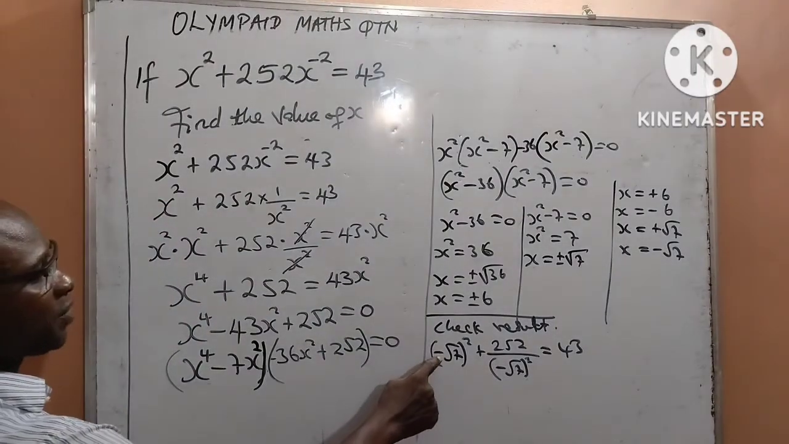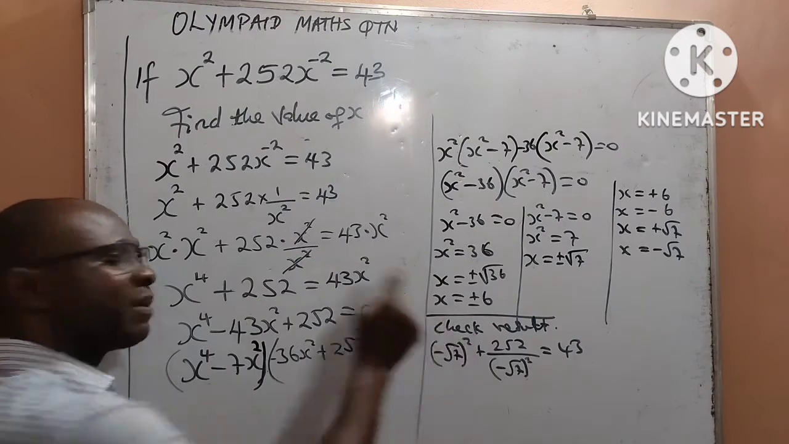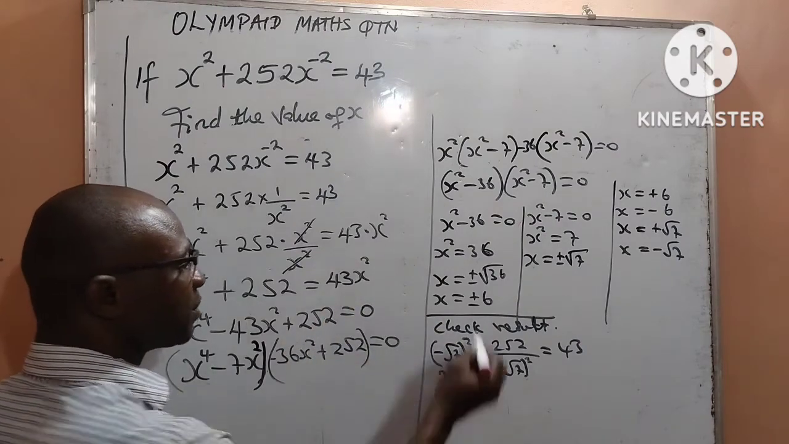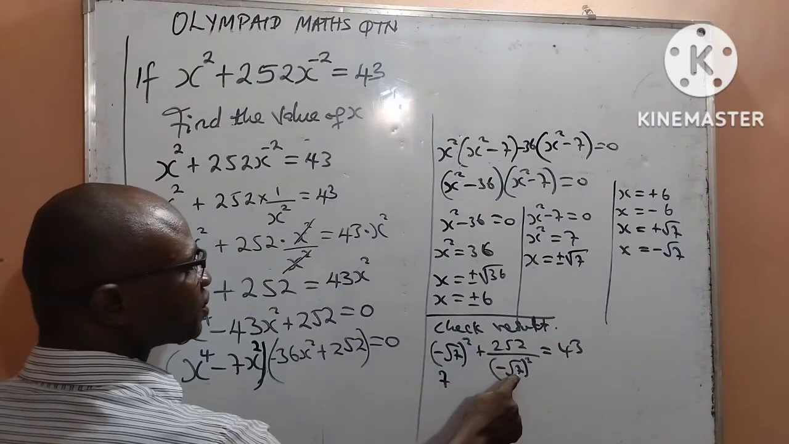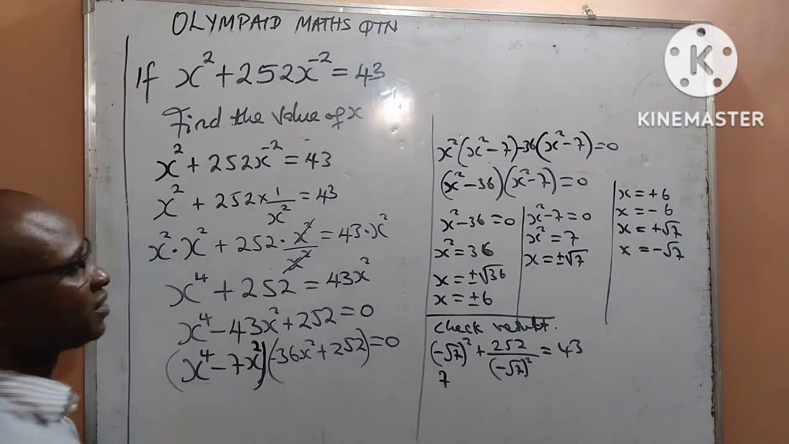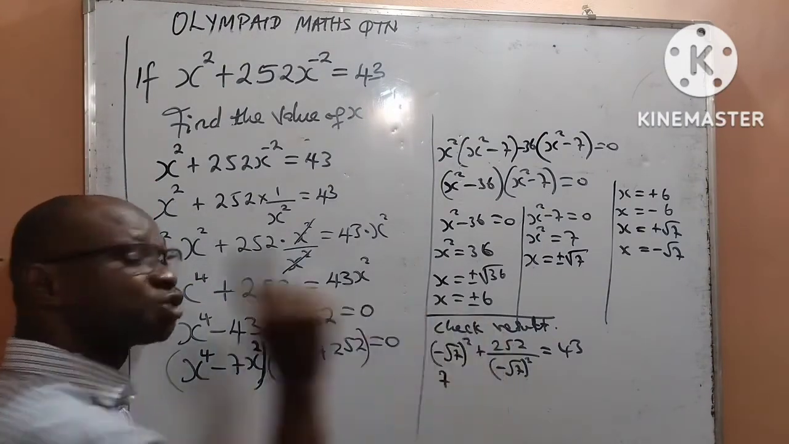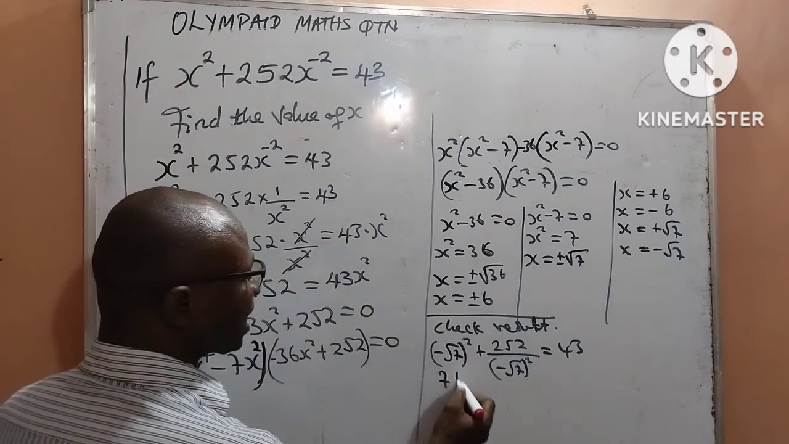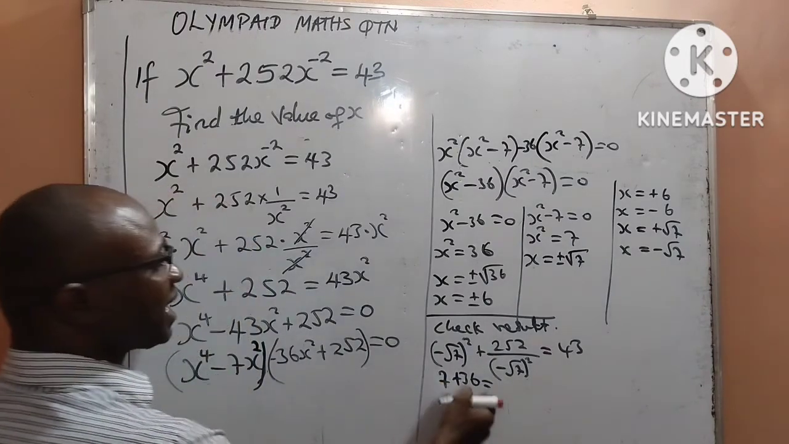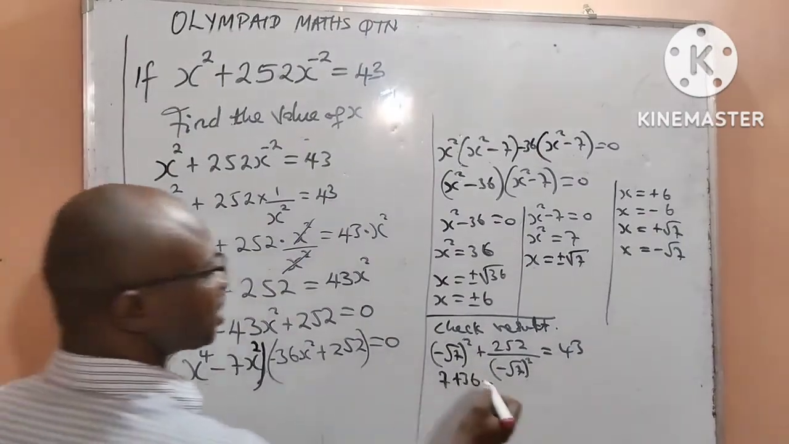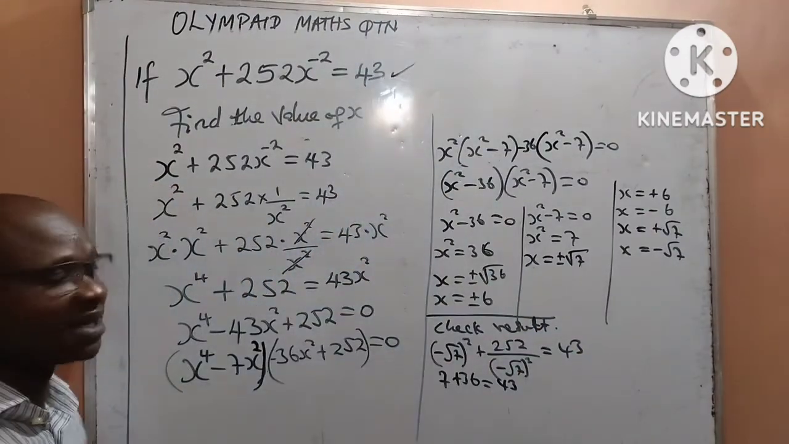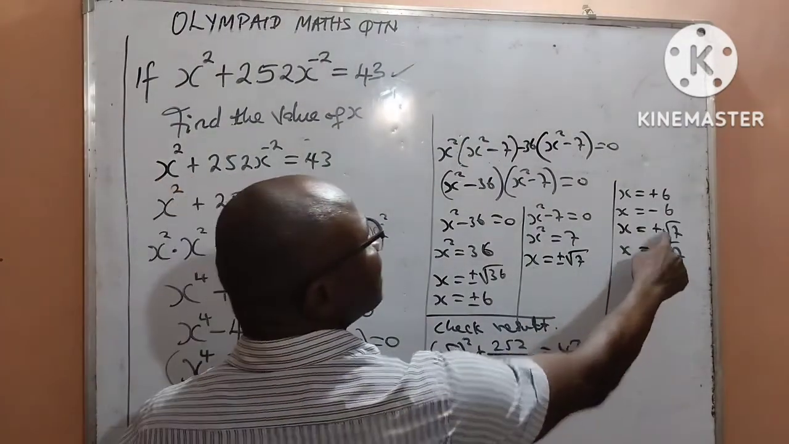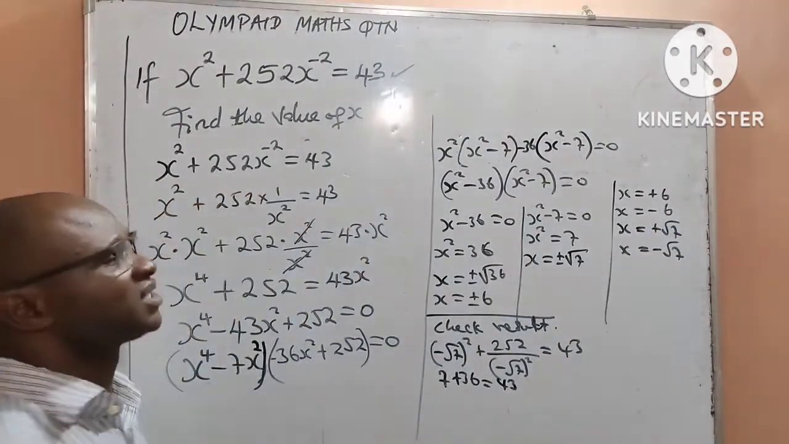And you can see with me, negative root 7 to the power 2 is going to just give us positive 7. Also, from here, negative root 7 to the power 2 is positive 7. And when I use positive 7 to divide 252, I shall get 36. And by the time you add 7 and 36, it will give us exactly 43, which is what we got from the right hand side. Also, it implies that a positive root 7 will give us the same thing.